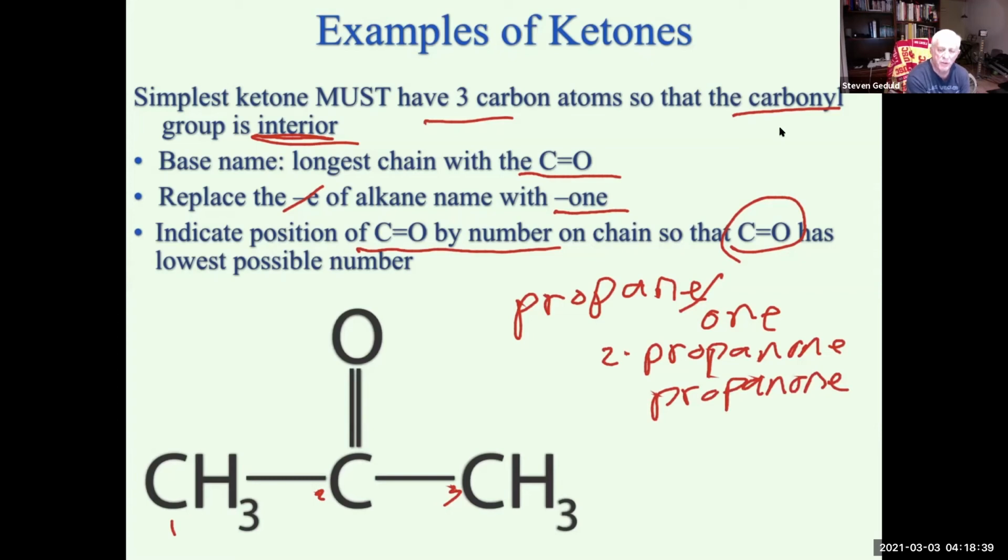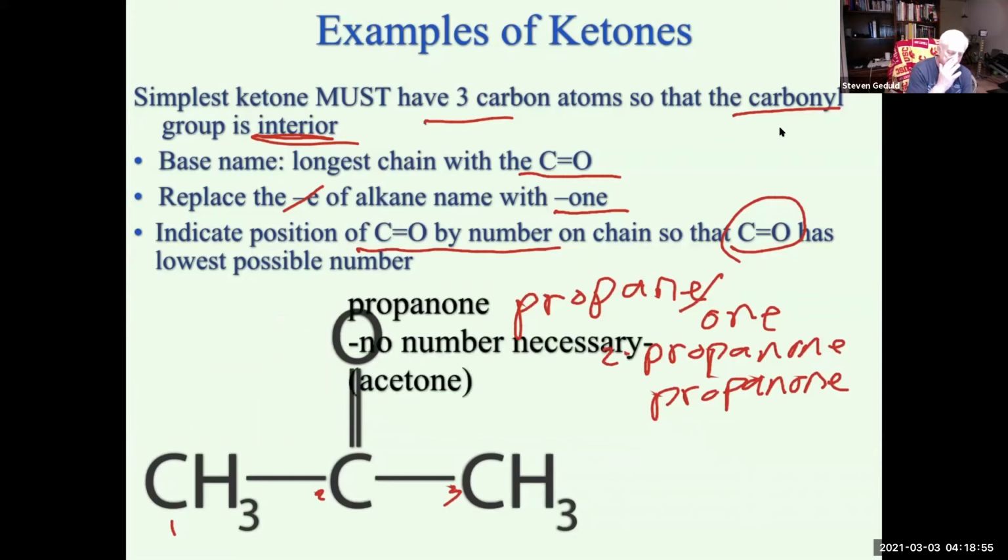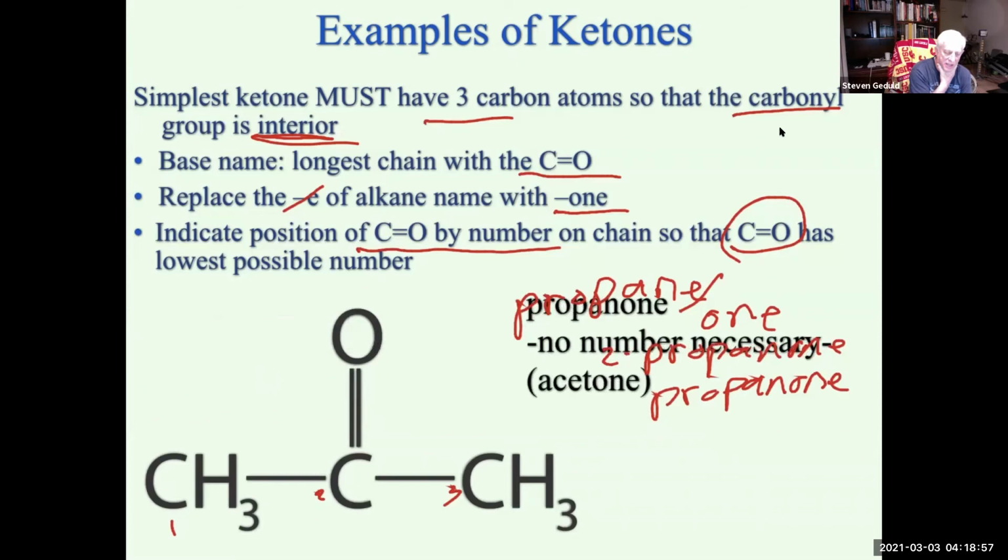If it's on 1 or 3, it's an aldehyde because it's at the end. So it has to be the number 2 position. You don't have to put it because if you see propanone, you know it's 3 carbons, and you know the carbonyl group has to be on the middle carbon. If it wasn't, it would be an aldehyde. So propanone, no numbers necessary. And this is acetone, this paint thinner. So acetone is propanone.